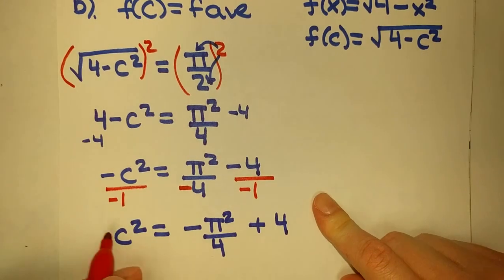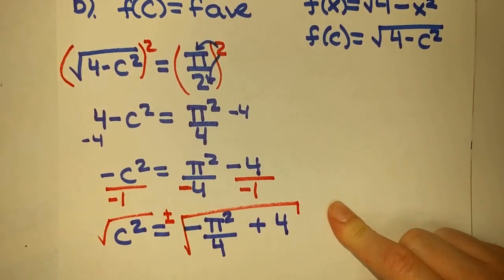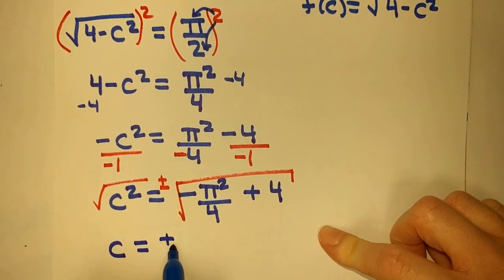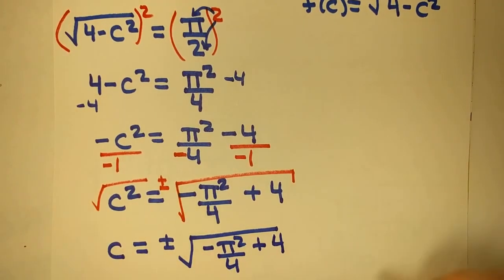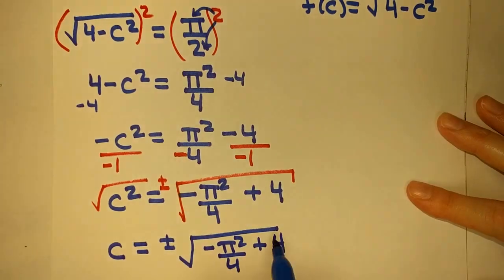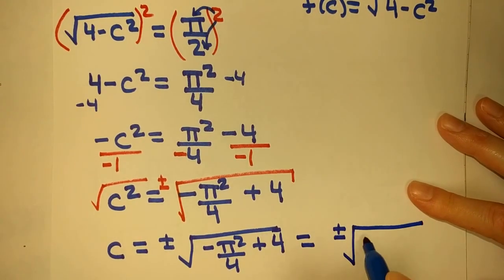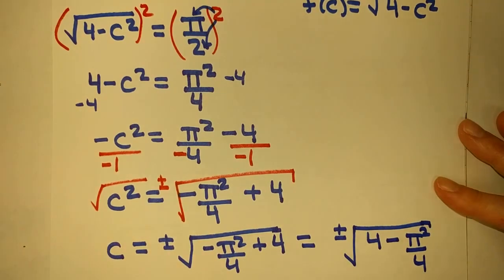All right, to get the square power gone, we're going to take the square root, keeping in mind that we'll have to add a plus or minus. So this becomes c is equal to plus or minus the square root of negative pi squared over 4 plus 4. And one thing to keep in mind is this looks kind of awkward with this little negative in front. So a lot of times what they'll do is they'll put the positive number first. So this is going to be 4 minus pi squared over 4 as our c values.